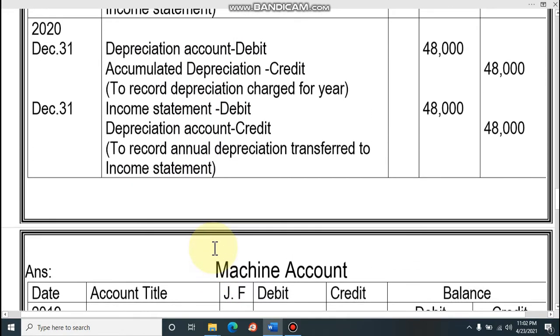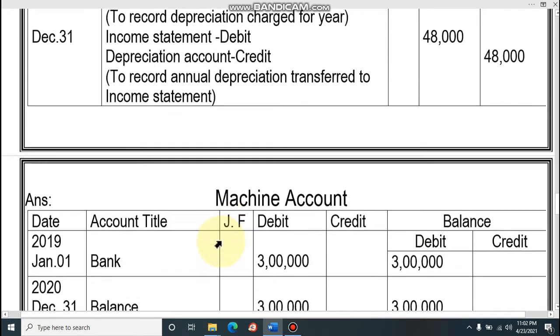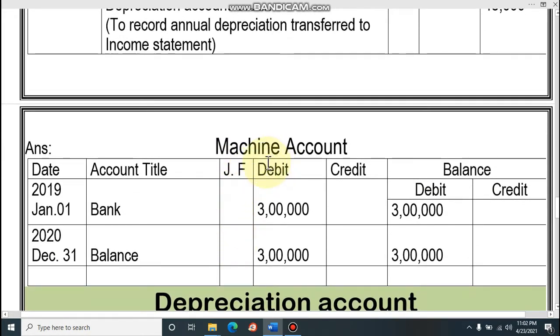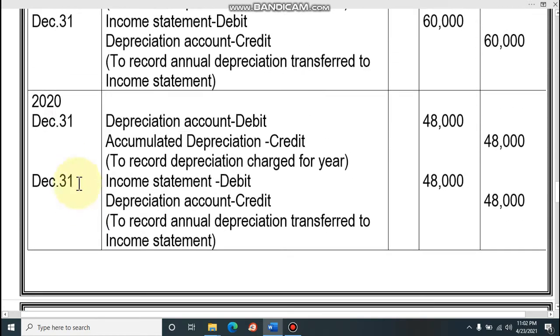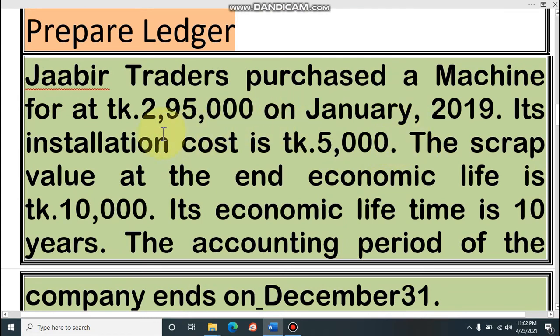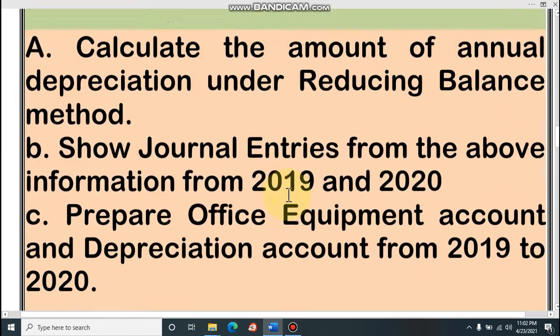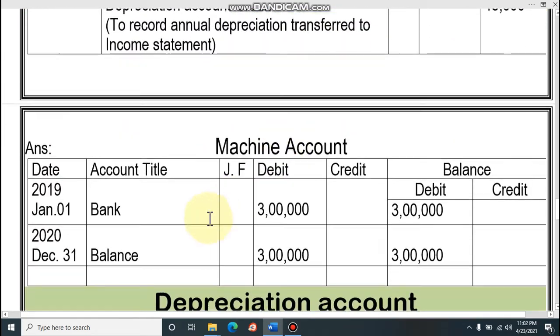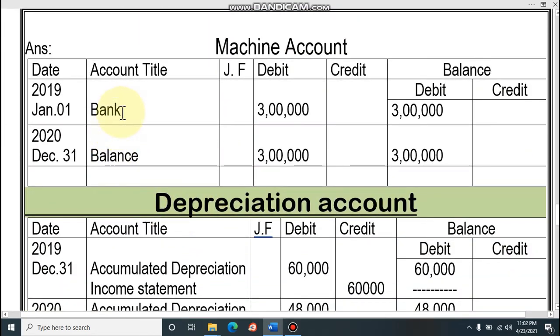And now the ledger account. For the ledger account, what do we have to do? We have to open the machine account. In January 2019 you bought the machine, costing 2,95,000, and the installation cost is 5,000. You know that all the expenses for purchasing any asset will be the cost of the asset. So 2,95,000 plus 5,000, that means 3 lakh taka is the opening value of the machine. The opposite account is bank account, 3 lakh taka debit. For 2020 also the same balance continues, 3 lakh. That means this is the machine account.